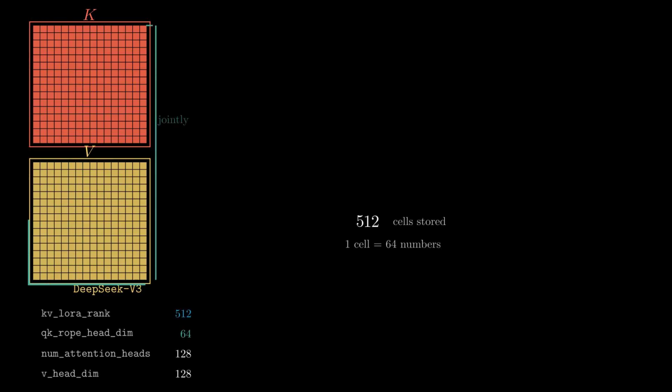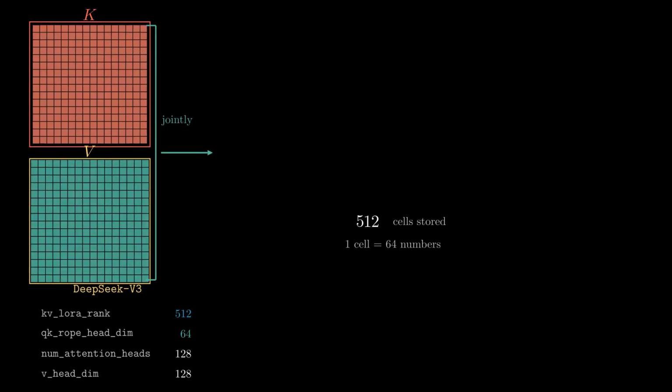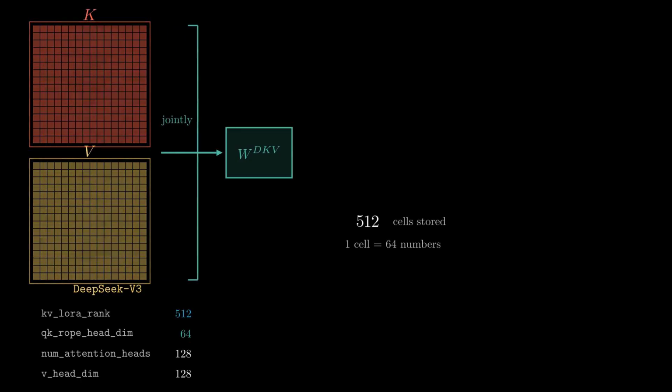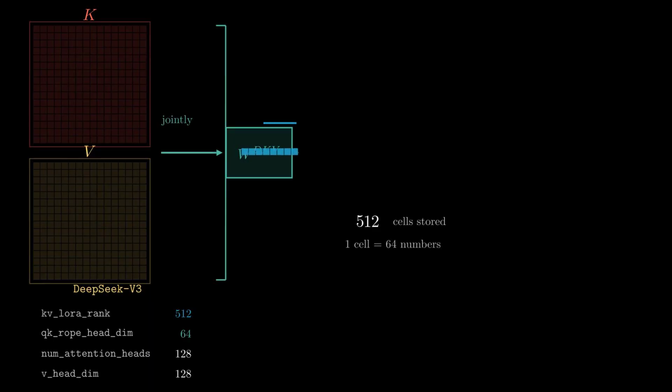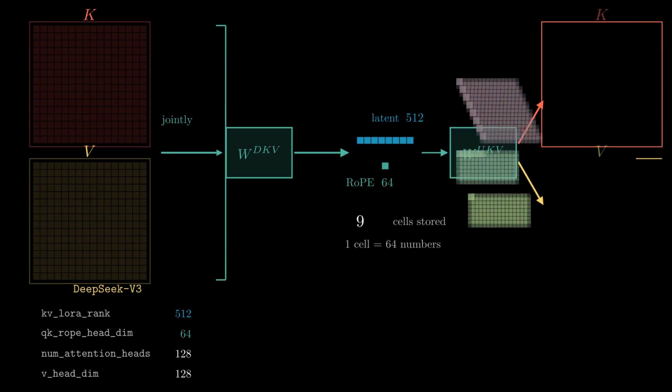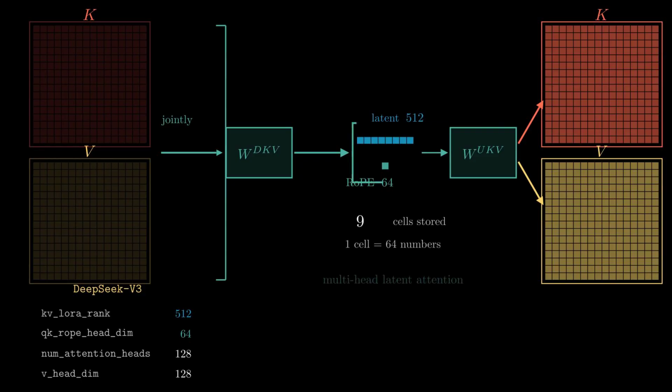And in 2024, a group at DeepSeek answered it with something rather more interesting than I expected. Their idea is that a key and a value do not have to be stored as a key and a value at all. You can compress the pair of them jointly down into one smaller vector, a latent, and store only that, then reconstruct whatever you need on the way past. They call it multi-head latent attention.